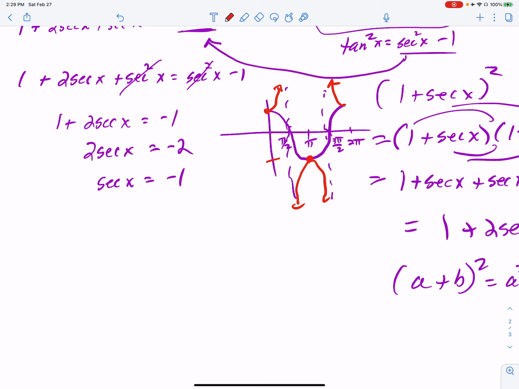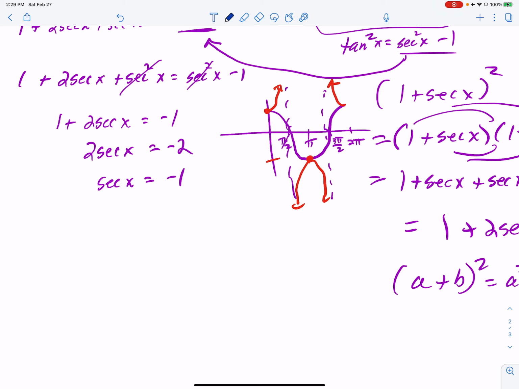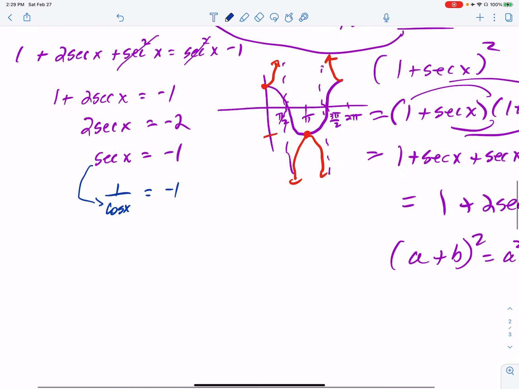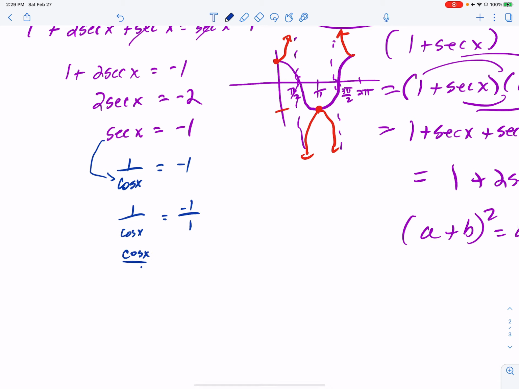Now, that's not the only way to think about it. Similar to what I did in a different problem, we can remember secant is 1 over cosine x. So I can replace secant with 1 over cosine, and I still have a negative 1 on this side. But then I can think of negative 1 as over 1. And then by a property of proportions, I can flip both sides. So I get cosine x over 1 equals 1 over negative 1, or cosine of x is negative 1. So this becomes the same as solving where cosine of x is negative 1.